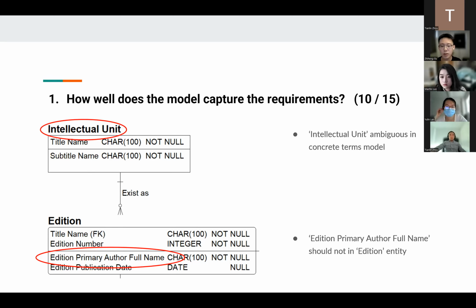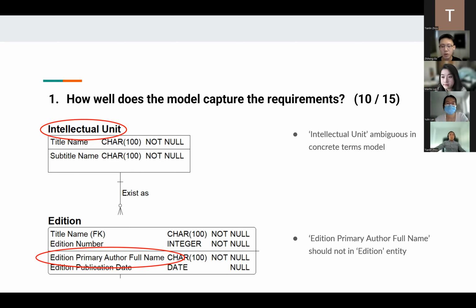The first category is correctness. The overall correctness of the initial model is okay. It includes most information in the dataset and has a correct relationship between entities. However, there are two problems about correctness here. As this is a concrete term model, the abstractly defined entity name should not exist, as there may be misunderstanding, so the intellectual unit 1 is not suitable here.